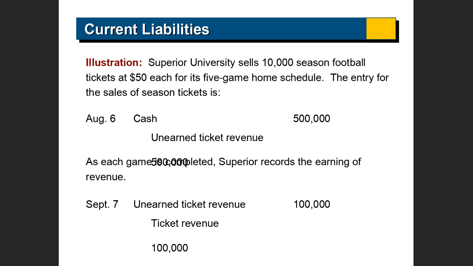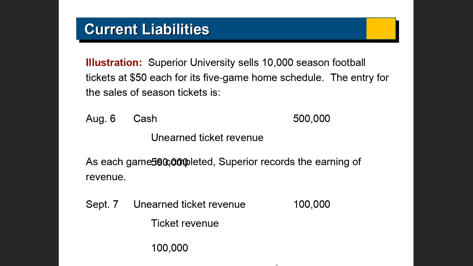So if we have an illustration for this, Superior University sells 10,000 season football tickets for $50 each for its 5 game home schedule. The entry for the sales is going to be as follows. Cash is going to be 500,000 and unearned ticket revenue credit 500,000. After each game, if each one of these games is 100,000, unearned revenue would be earned, right? So you would debit 100,000 and you would credit ticket revenue. You have already made these entries before, so this is old news for you. You know how to do all of this, right?